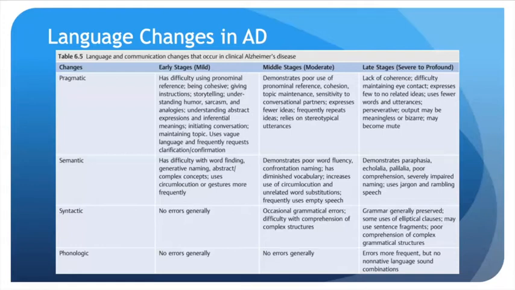And then in the late stages, you have pretty much a complete lack of coherence, difficulty with a variety of pragmatic factors such as eye contact. They express few to no related coherent ideas. They use fewer and fewer words and utterances. They're perseverative. Automatic speech might be intact, but not that much else.